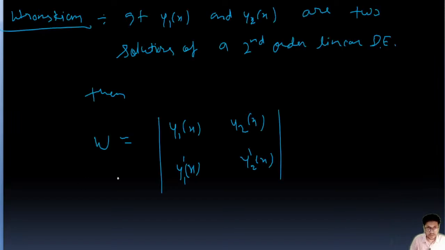Next is very important. From here questions are asked in the examinations like CSIR, NET, JEE, JAM. If the Wronskian W is equal to 0, that implies the solutions are linearly dependent. If it is not equal to 0, that implies the solutions are linearly independent.